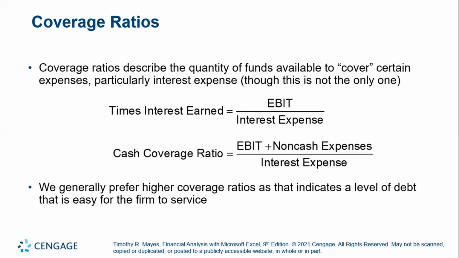Coverage ratios describe the quantity of funds available to cover certain expenses, particularly interest expenses, though this is not the only one. Times interest earned is EBIT divided by interest expenses. Cash coverage ratio is EBIT plus non-cash expenses divided by interest expenses. We generally prefer higher coverage ratios, as that indicates a level of debt that is easy for the firm to service.